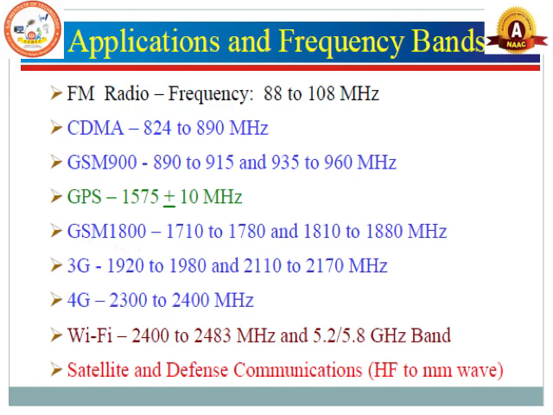GSM 1800 is 1710 to 1780 and 1810 to 1880 megahertz. 3G operates in 1920 to 1980 as well as 2110 to 2170 megahertz. 4G is 2300 to 2400 megahertz. Wi-Fi is 2400 to 2483 megahertz and the 5.2 or 5.8 gigahertz band. Satellite and defense communications range from HF to millimeter wave.